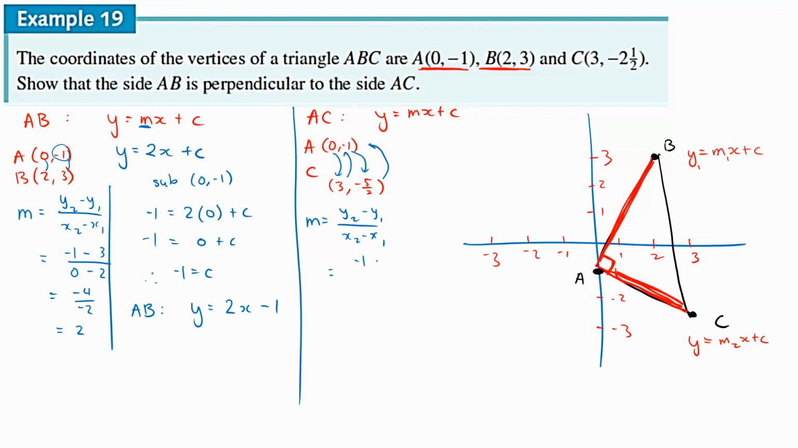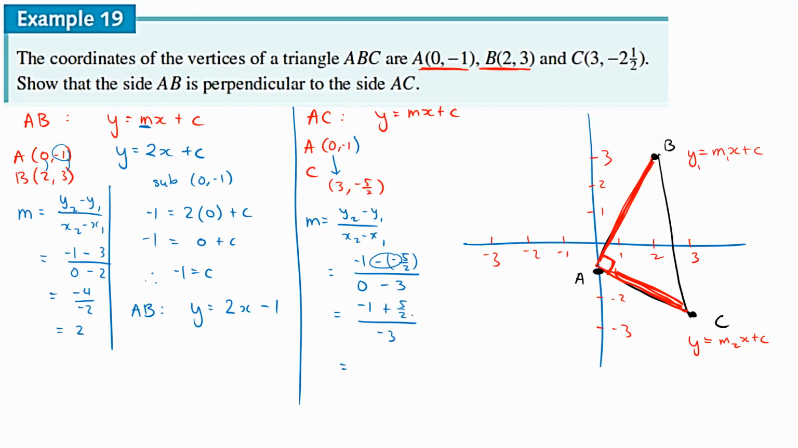So we've got -1 minus (-5 on 2). I'm using brackets so I don't make a mistake there. The y's were the y's, and now I'm doing the x coordinates, so 0 minus 3. Now this gives me -1, and two negatives make a positive, so plus 5 on 2, and this is over -3.